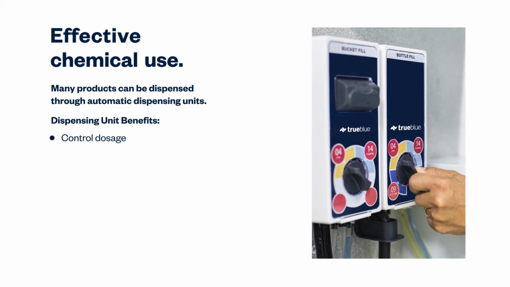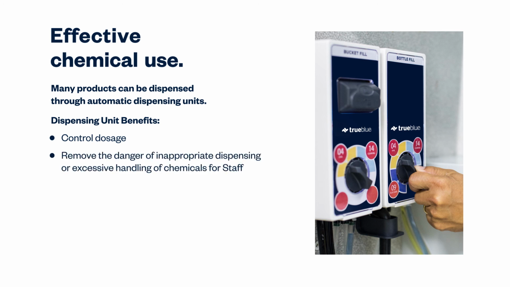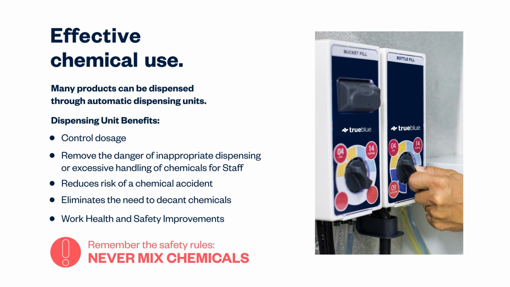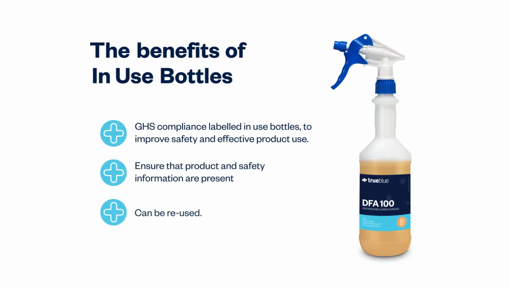To achieve controlled dosage and more effective chemical use, many of our products can be dispensed through automatic dispensing units. It also reduces the danger of inappropriate dispensing or excessive manual handling, lowering the risk of a chemical accident. It eliminates the need to decant chemicals and ensures compliance to work health and safety rules. Remember the safety rules: never mix chemicals. True Blue provide easy-to-use, in-use bottles with clear labels and instructions on how to use at different dilution rates. This aids in making sure chemicals are always correctly labelled for safe chemical use.